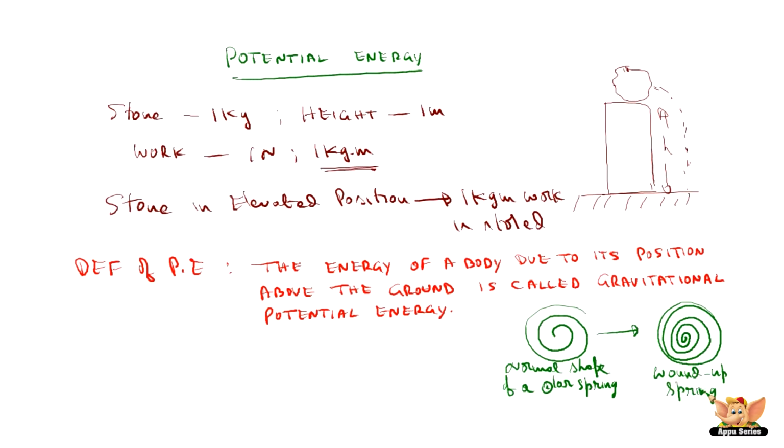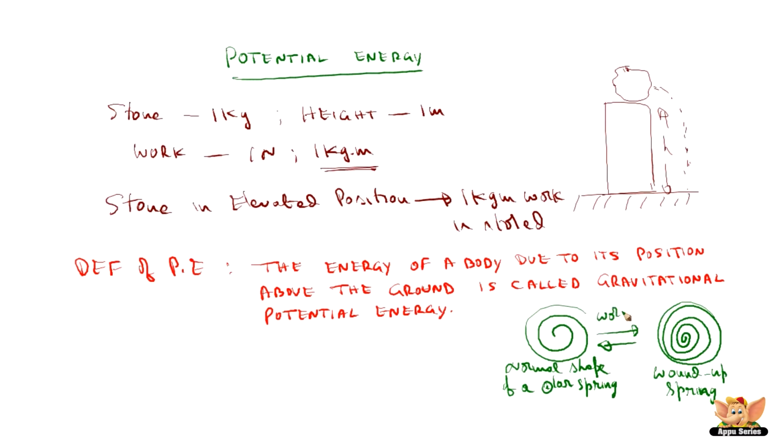What happened basically in this case is that the normal shape, after the work being done on it, changed into the tightly wound spring. The work done on the spring got stored in this deformed wound up spring. This is the normal original spring, and this is the deformed shape. In this deformed shape, whatever work was done on it is stored. Now, when you release this spring, it comes back to its normal shape.